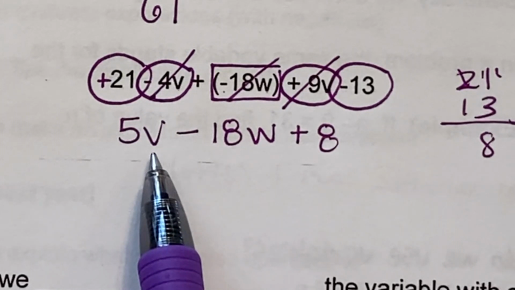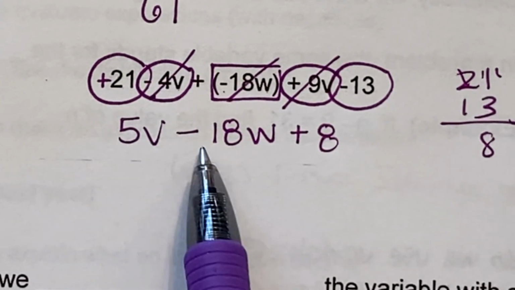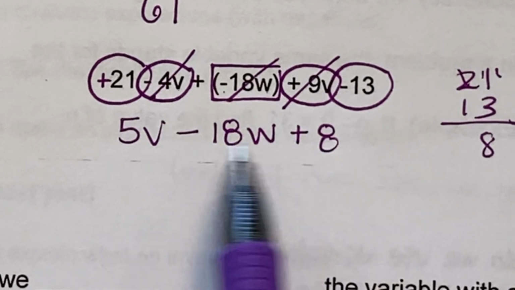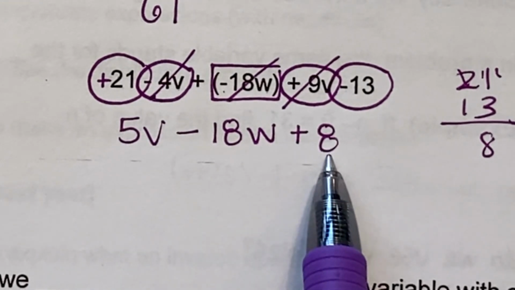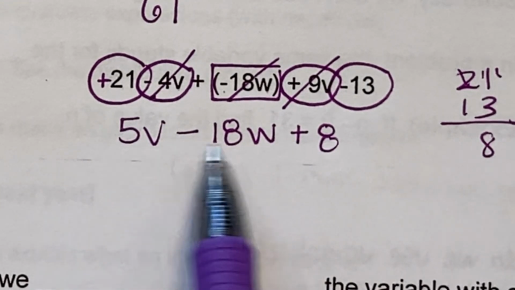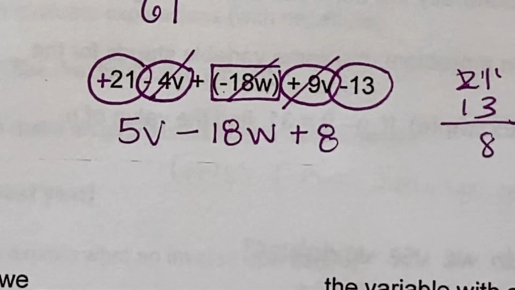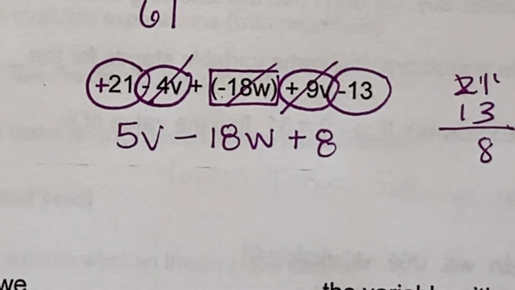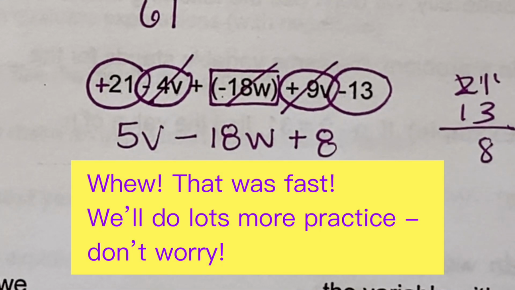Now, this is as far as I can go. I have 5v minus 18w plus 8. I have a v, I have a w, I have a constant. I can't combine these in any other way. This is as far as I can go. So that was a bit of a practice on how to simplify some expressions that have variables in them.